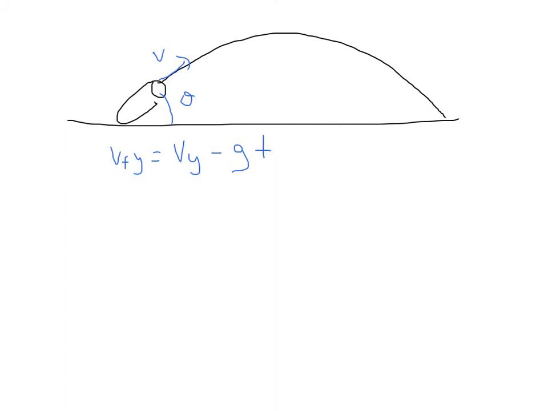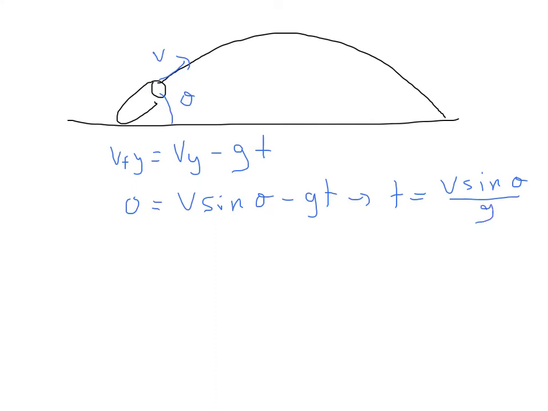Now, actually I know first that the v final y here is 0, right? Okay, so 0 equals vy, which is v times sine of theta, minus gt. And therefore t equals v sine theta over g.